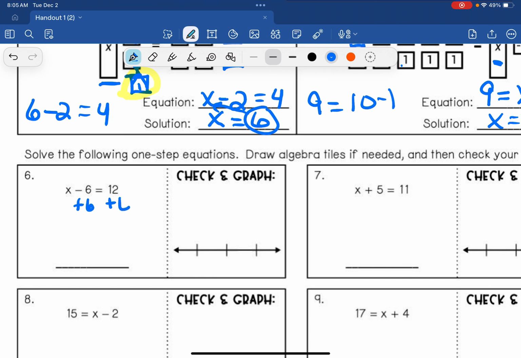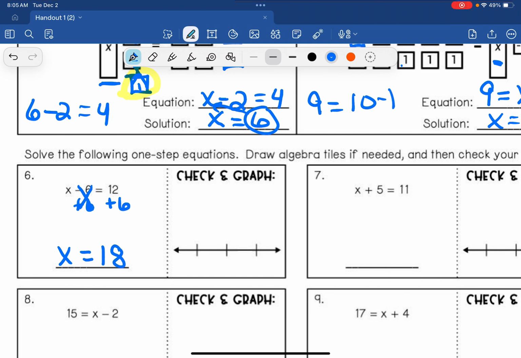But if I do it on one side, I have to do it on the other. Again, we're keeping it even on both sides. Well, if I add 6 and I take away 6, that's going to leave that x by itself. That's our main goal, is getting that x isolated. And then we have x is equal to 18, because 12 plus 6 is 18.